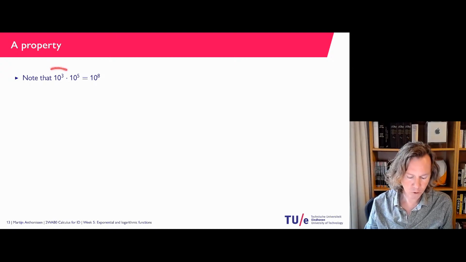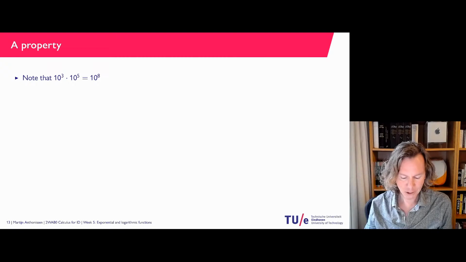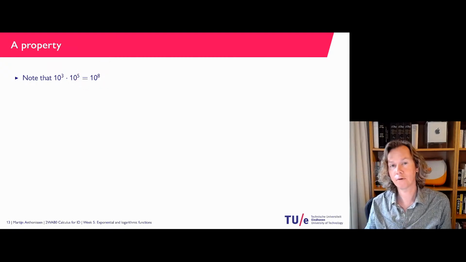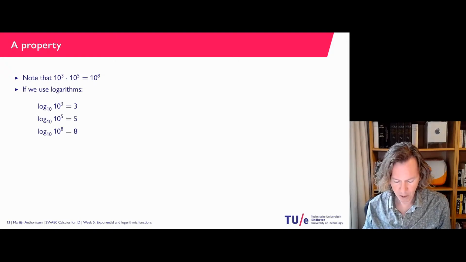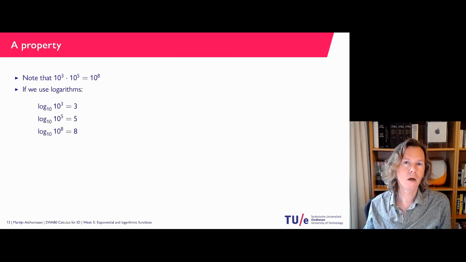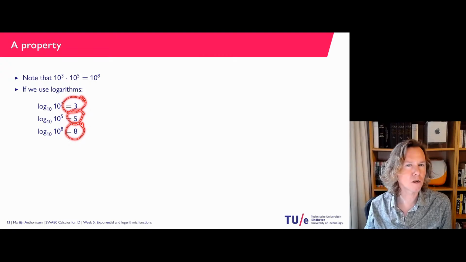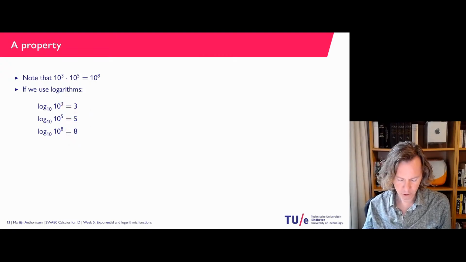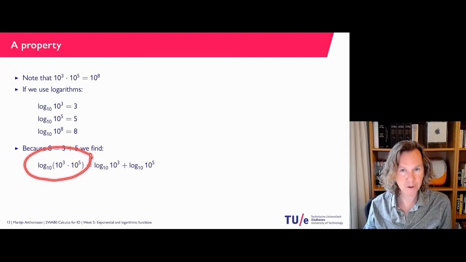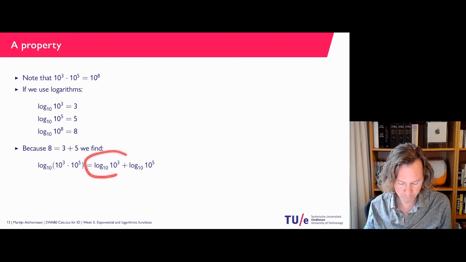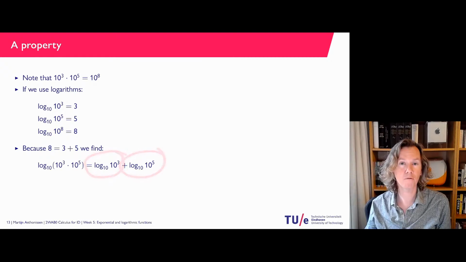I wrote down 10 to the power 3, that's 1,000, times 10 to the power 5, that's 100,000. That's 10 to the power 8, right? That's a 1 with 8 zeros behind it. Now, if you use logarithms with base 10, that makes sense because then it gets a lot easier. Then basically what it says here is that we have 3, 5, and 8. And you immediately see that 3 plus 5 equals 8. So apparently the 10 log of 10 to the power 3 times 10 to the power 5 is the 10 log of 10 to the power 3 plus the 10 log of 10 to the power 5.